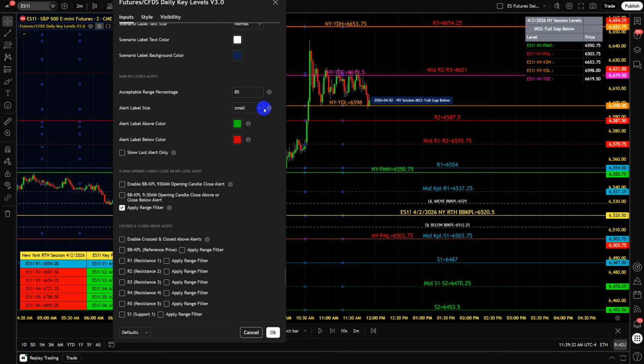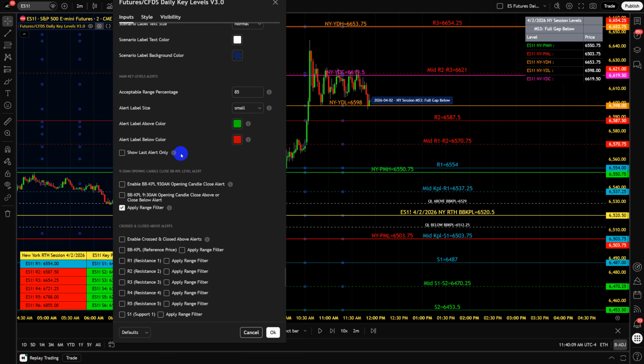Here we have the alert label size. You have tiny, small, or normal. So the alert label for close above the level is going to be green. The alert label for closing below a level is going to be red. The red label will be above the candle that closed below, while the bullish label for a candle closing above will be below the candle.